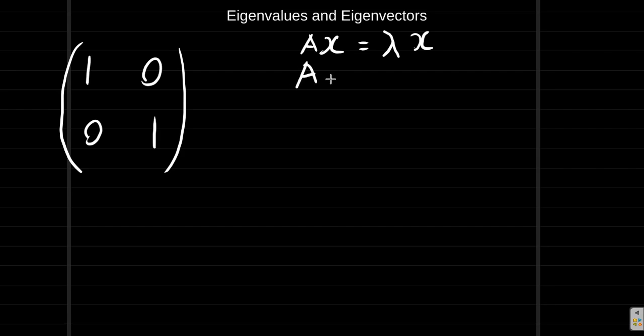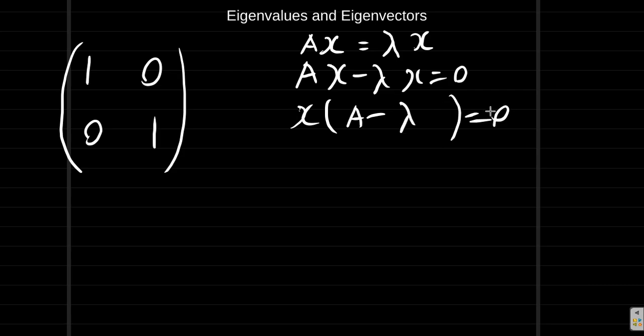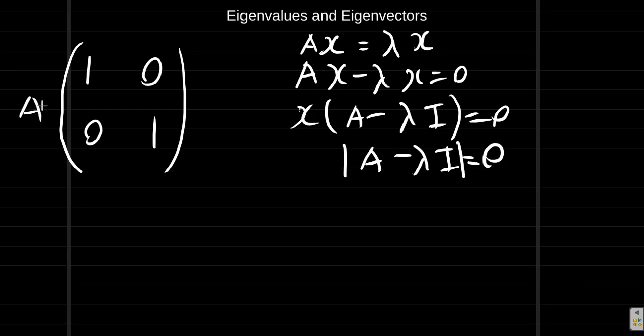Now, if you subtract lambda x from both sides, Ax minus lambda x equals 0. Factorize, you have A minus lambda equals 0. But lambda is a single number, so multiply it by I, the unit matrix. Now, the determinant of A minus lambda I must be 0. Alright? Now, A is equal to this.